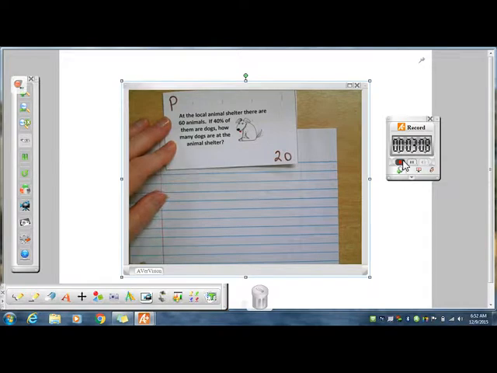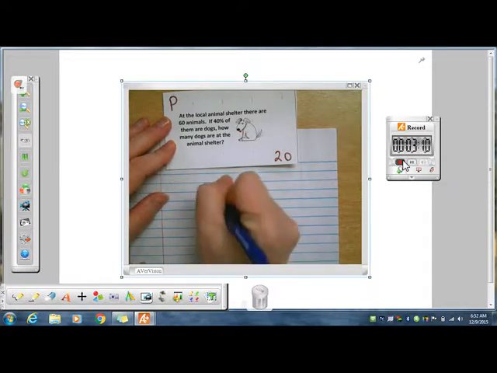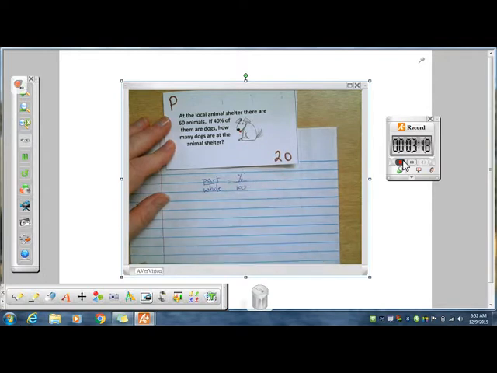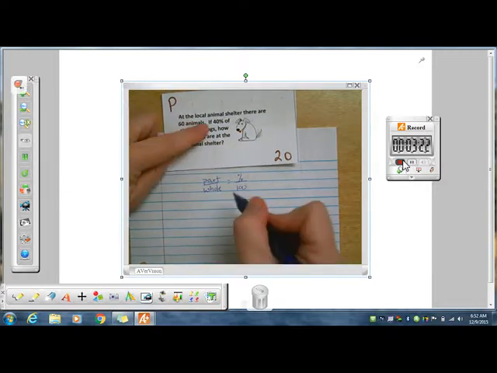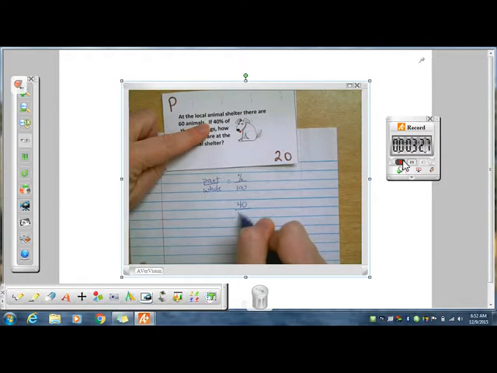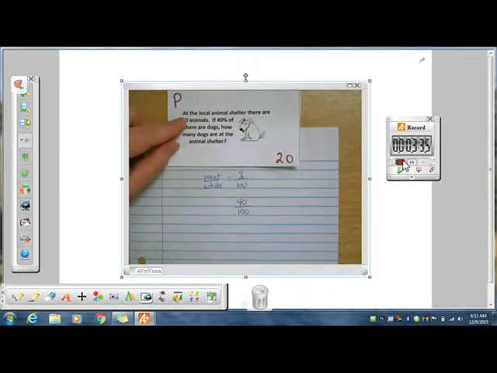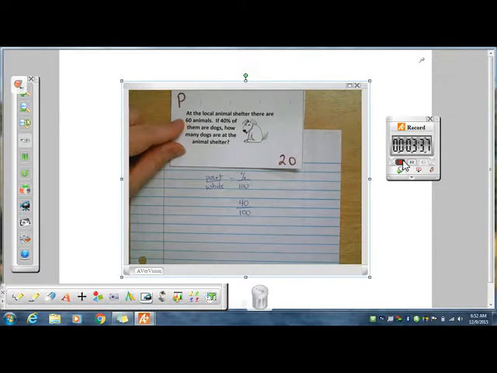At the local animal shelter, there are 60 animals. If 40% of them are dogs, how many are at the animal shelter? How many dogs are at the animal shelter? Well, again, I'm doing my part and whole and percent 100. This time, they gave us a percent. So I look for that first so I know exactly where that is. If I'm looking for it, I know that's my X. Otherwise, I can plug in the percent. It always goes in the same spot, right up here, over 100.